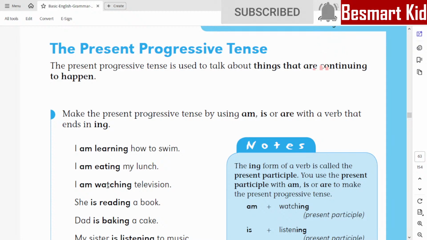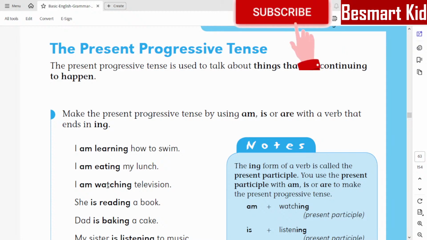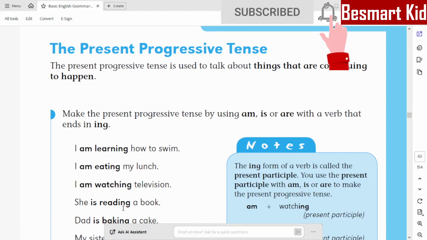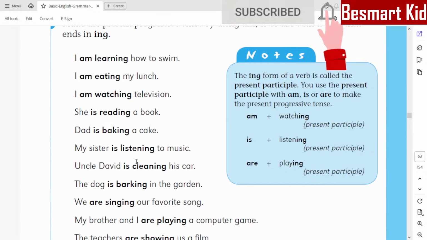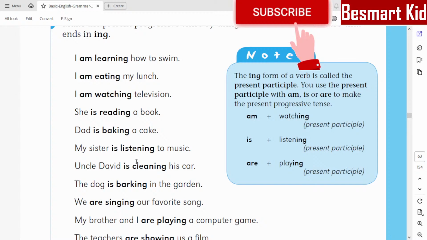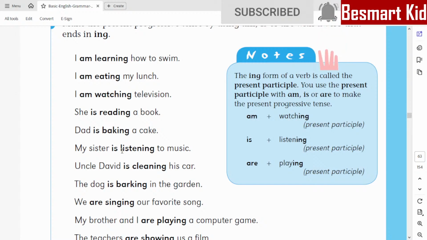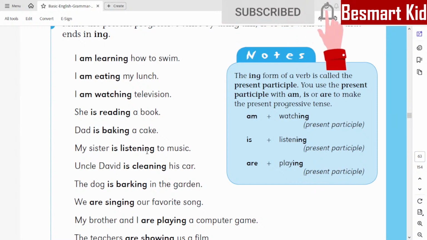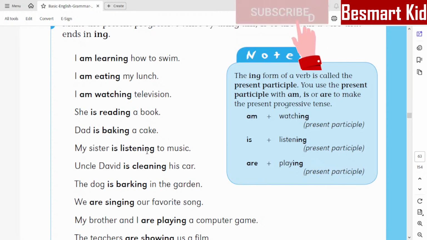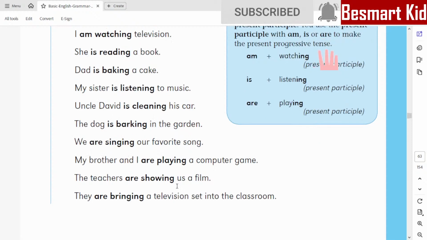I am watching television. She is reading a book. Dad is baking a cake. My sister is listening to music. Uncle David is cleaning his car. The dog is barking in the garden.